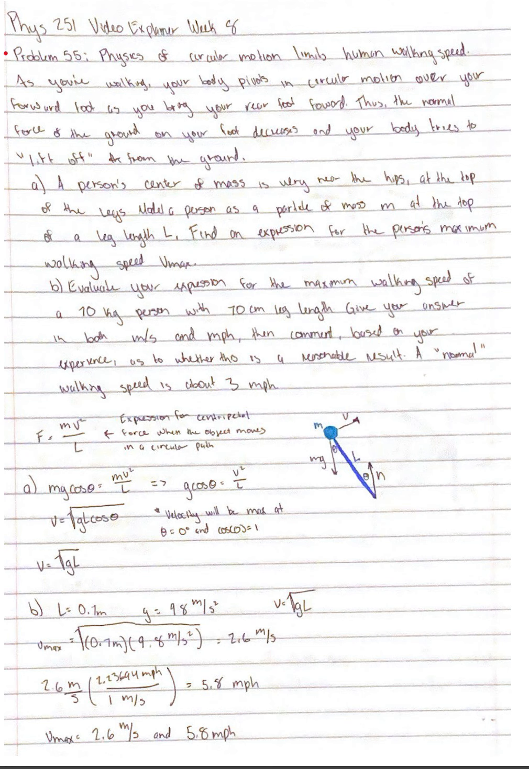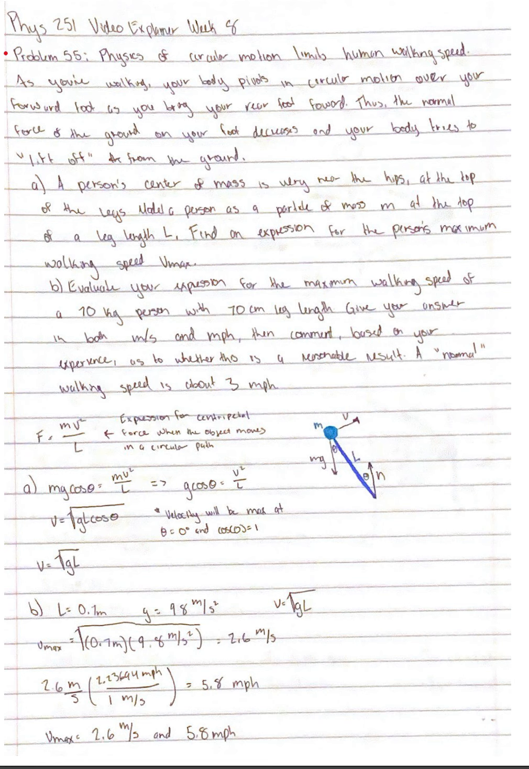So this week, one of my problems was problem 55, and in problem 55, the physics of circular motion limits human walking speed. As you are walking, your body pivots in circular motion over your forward foot as you bring your rear foot forward. Thus, the normal force of the ground on your foot decreases and your body tries to lift off the ground. In part A, a person's center of mass is very near the hips at the top of the legs. Model a person as a particle of mass m at the top of the leg length L. Find an expression for the person's maximum walking speed Vmax.